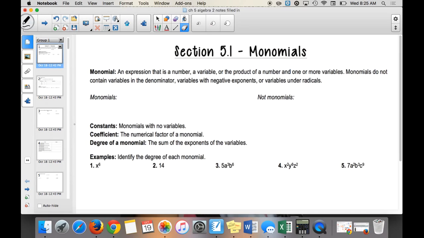It's just all together. So it's an expression that's a number, a variable, or the product of a number and one or more variables. Monomials do not contain variables in the denominator, variables with negative exponents, or variables under radicals. So an example of a monomial would be something like 2x cubed, or 1/2 xy to the third.